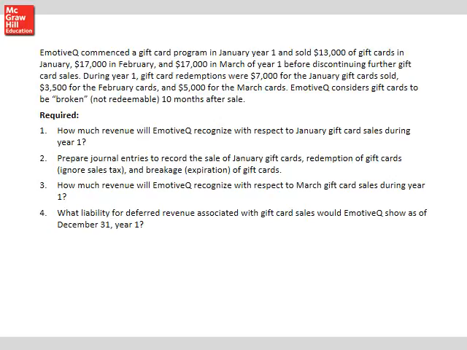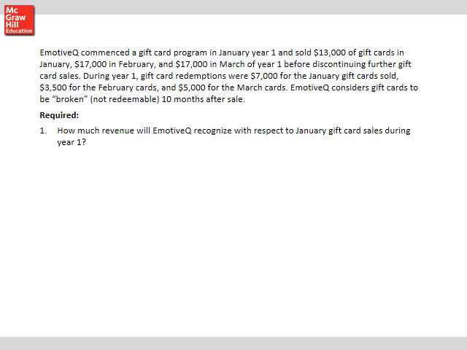Then 2, prepare the journal entries to record the sale of January gift cards, redemption of gift cards, ignoring any sales tax, and breakage, or the expiration of gift cards. 3, how much revenue will Emotive Q recognize with respect to the March gift card sales during year 1? And 4, what is the liability for deferred revenue associated with gift card sales that they would show as of December 31st of the year?